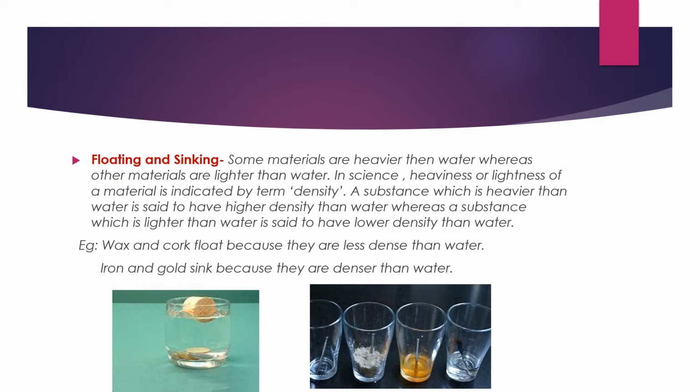We will be explaining this. Some materials are heavier than water, whereas other materials are lighter than water. In science, the heaviness or lightness of a material is indicated by the term density. A substance which is heavier than water is said to have higher density than water, whereas a substance which is lighter than water is said to have lower density than water. You will see an example over here.